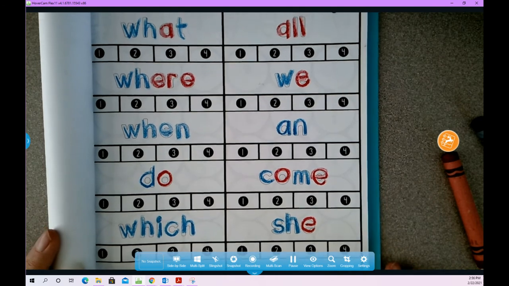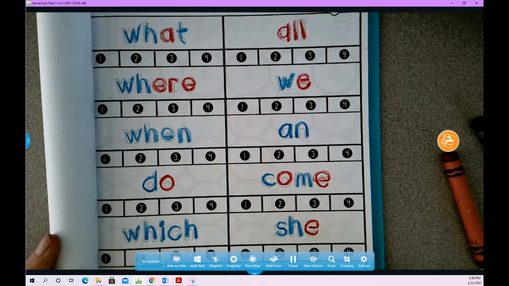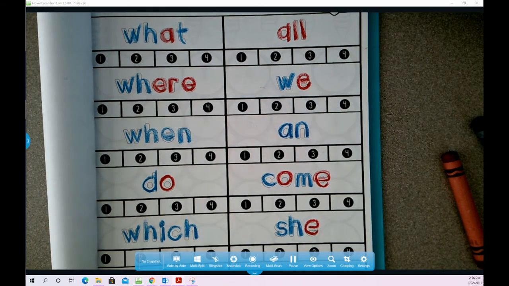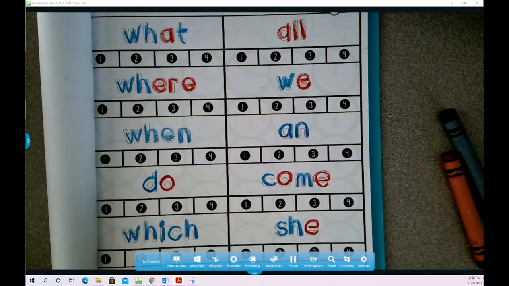Alrighty, guys. That is it for your high frequency word practice for today. If you want to add some words down here, you can add some words that you think you might still need to practice, okay?